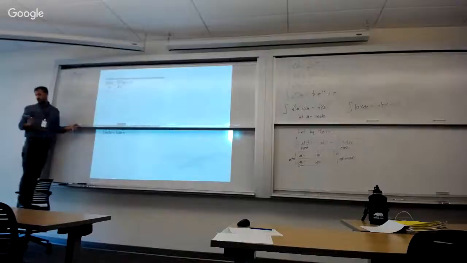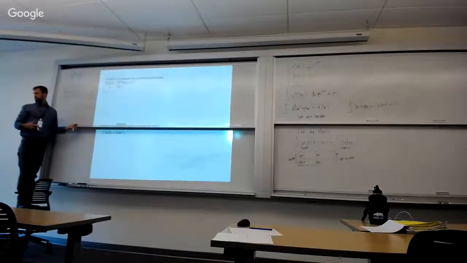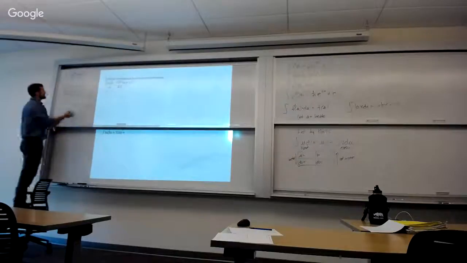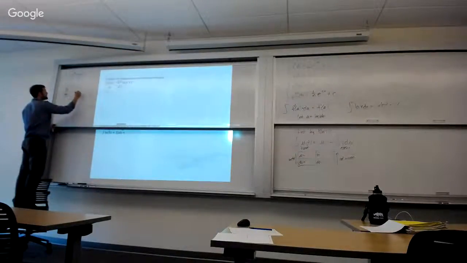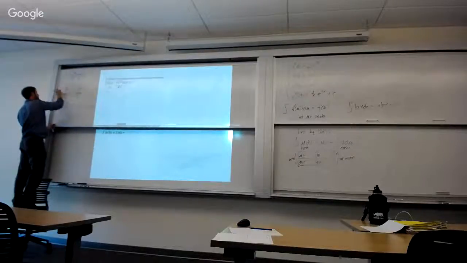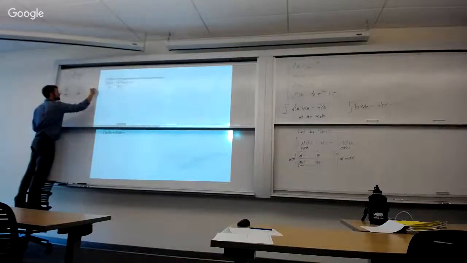Now I assume you're all drawing boxes, because you really can't do it without a box. I once saw someone try to do integration by parts without a box, and I was like, how do you read it? I don't even know how you do it without a box.